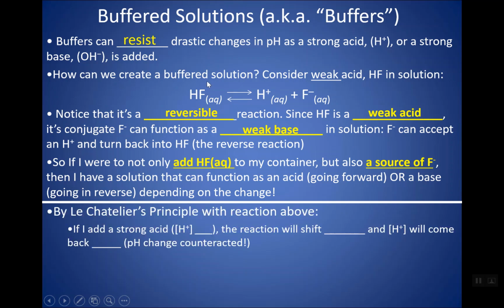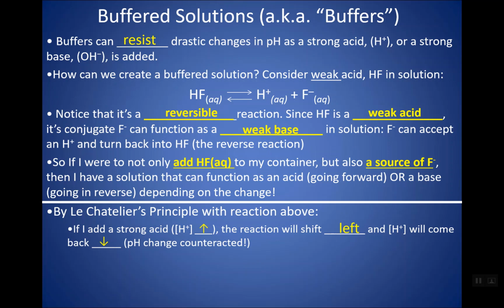If I had this solution of HF and F minus, okay, now let's say I add a strong acid into that. I add some sort of source of H plus, which would typically lower the pH, right? And initially, if I add this strong acid, the H plus would jump up, right? That would be my stress though. So think about how this reaction would shift. If I add H plus, which way would this reaction shift? It would shift away from it to use it up. So this reaction would shift to the left. And therefore, the H plus would get used up and eventually come back down. Oh, great, the pH change was counteracted.